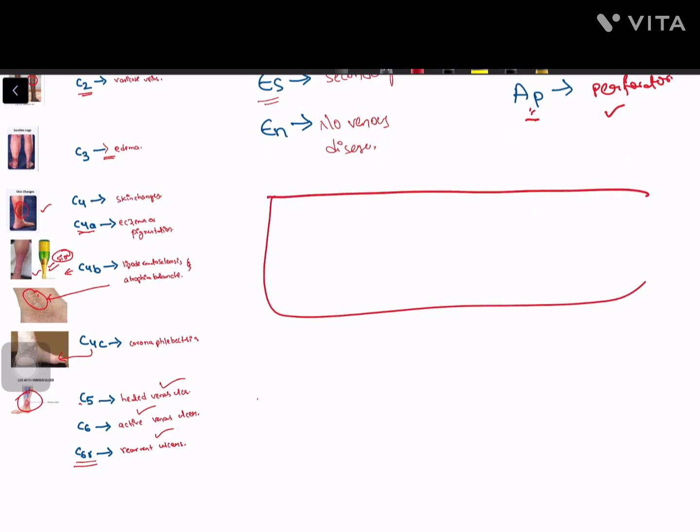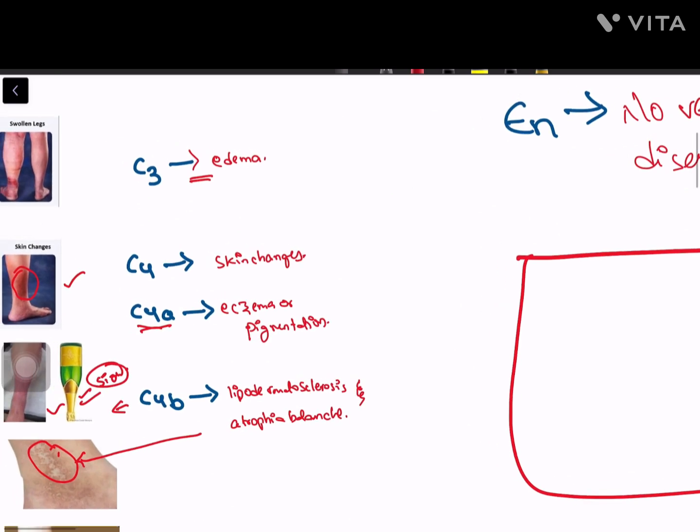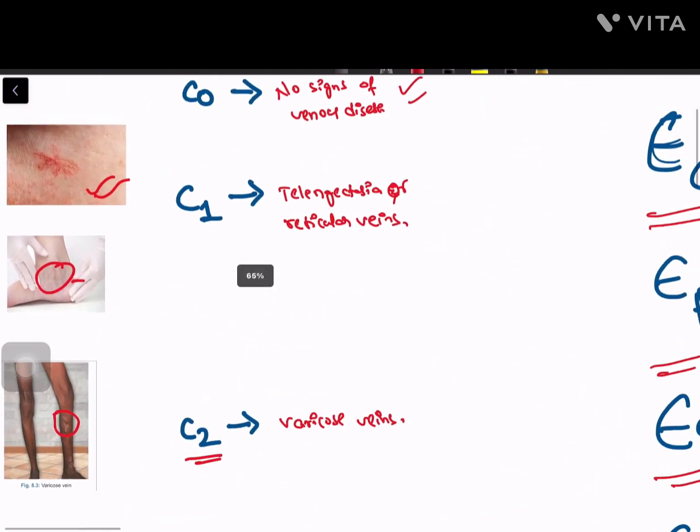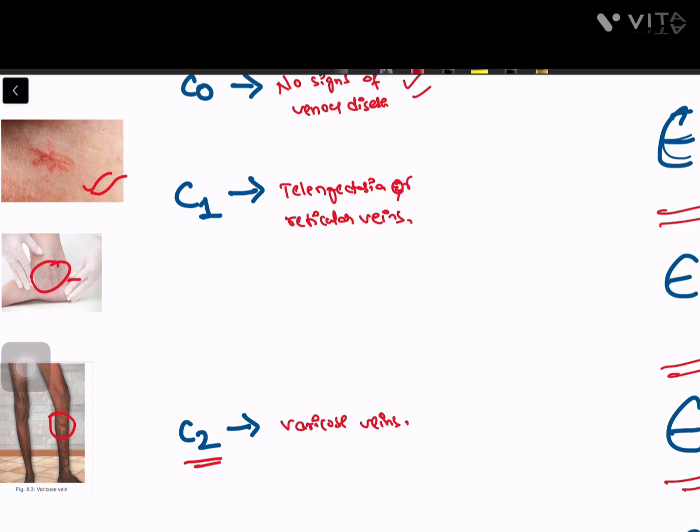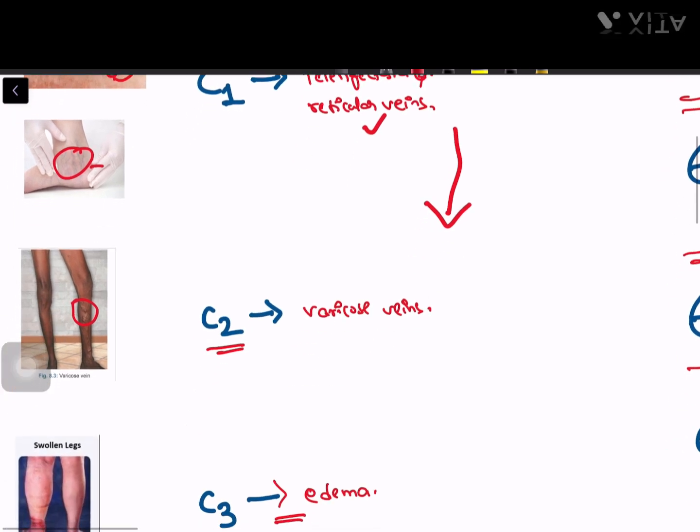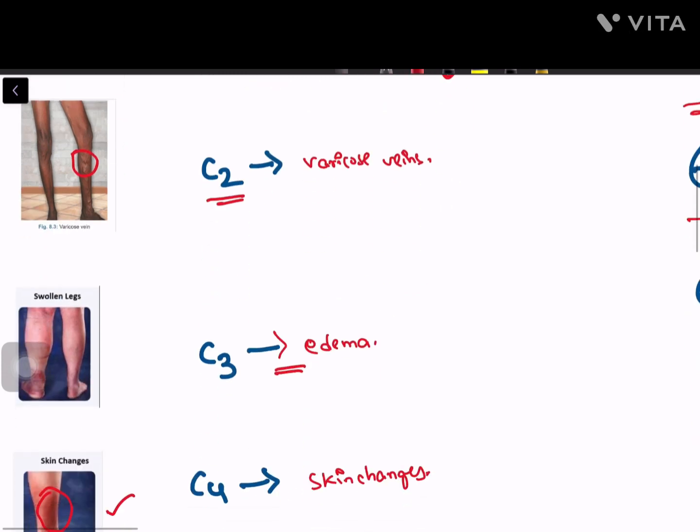So how do I remember this C classification? Initially anything will start with small things. So telangiectasia and reticular veins, a reticular vein is 1 to 3 mm in size. Then the size increases to varicose veins. So varicose veins is C2, more than 3 mm. Varicose veins are dilated veins, so it can cause edema as per your physiology.